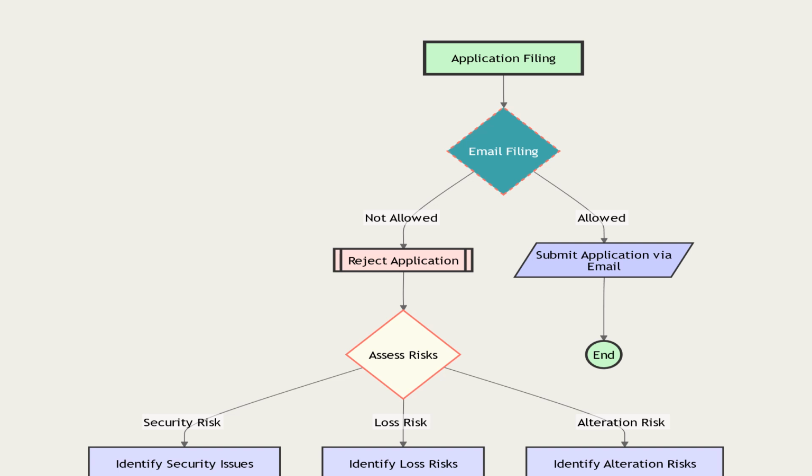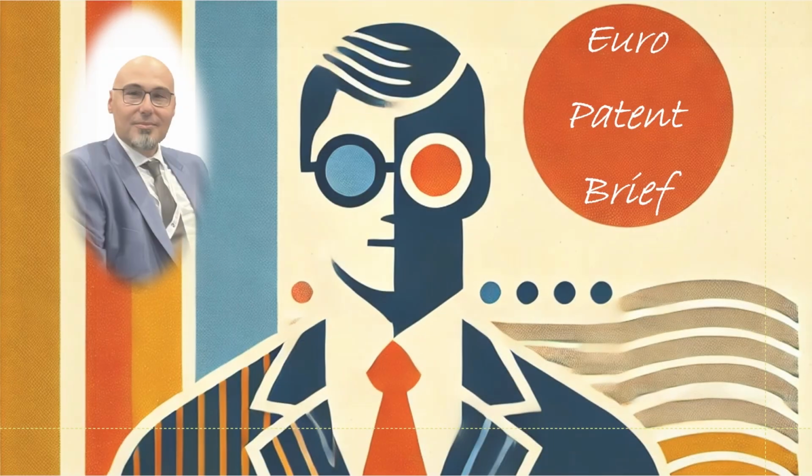Section 1.3, Filing of Applications by Other Means. What you need to know. While electronic, fax, and postal filings are common, you might wonder if there are other methods. Email filing. Let's get this out of the way. Email filing is not allowed. It might seem convenient, but the EPO has strict rules about maintaining the integrity and security of the filing process. Email simply doesn't meet these standards.